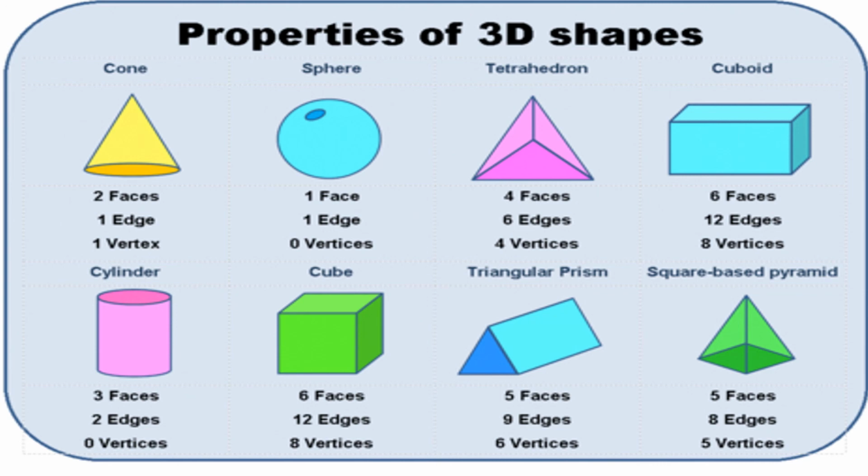Take any 3D shape from your home, find its faces, find its edges and find its vertices. Where two faces meet, that is called an edge. Where three edges meet at the same point, that is called a vertex.